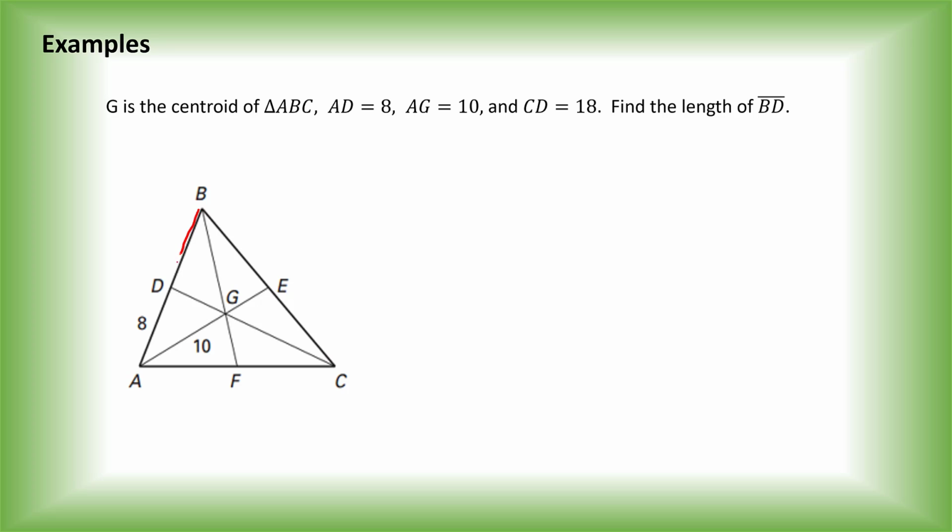BD is this segment here. So this is the outside edge of the triangle, which means we're just looking for midpoints. BD is going to be congruent to AD because D is that midpoint. So if AD is 8, then BD is also 8.